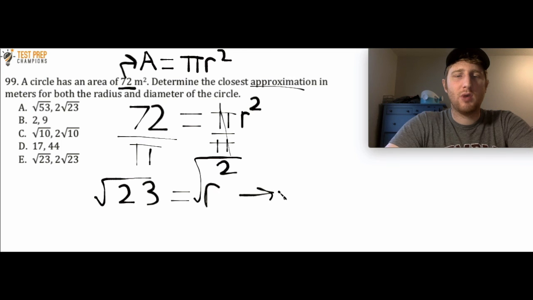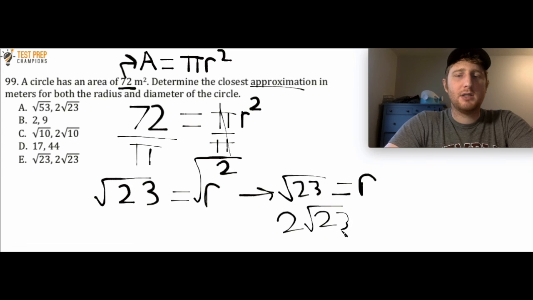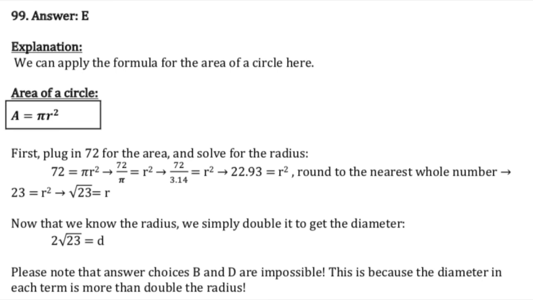So the square root of 23 equals the radius. And all you have to do to get the diameter is double the radius. So 2 times the square root of 23 is going to simply be my diameter, and that corresponds to answer choice E.